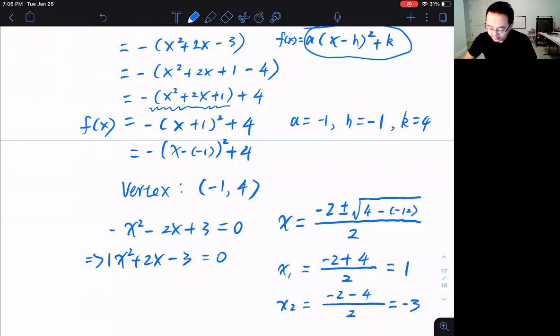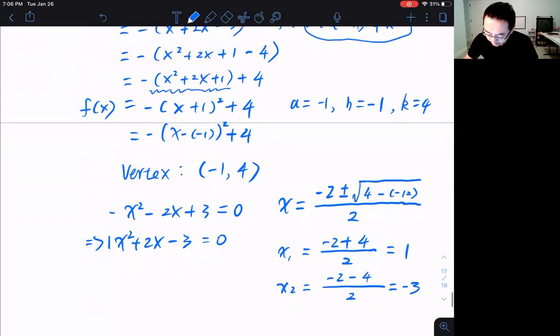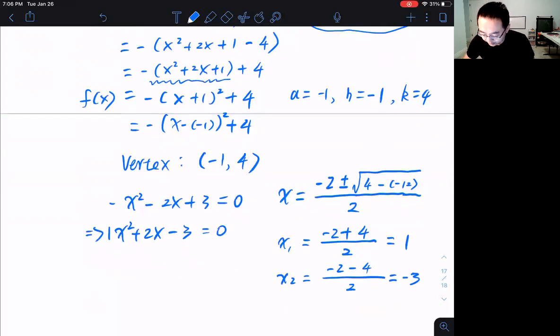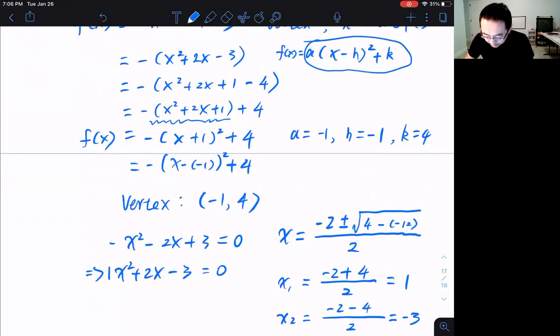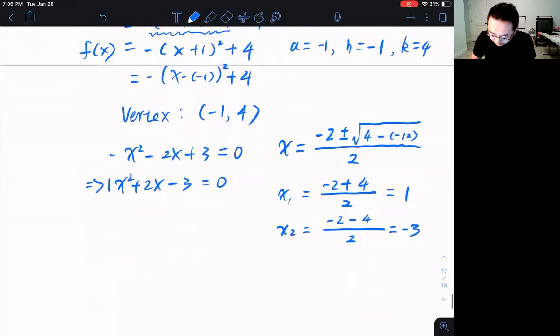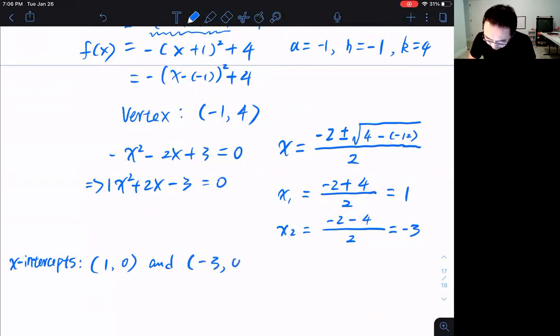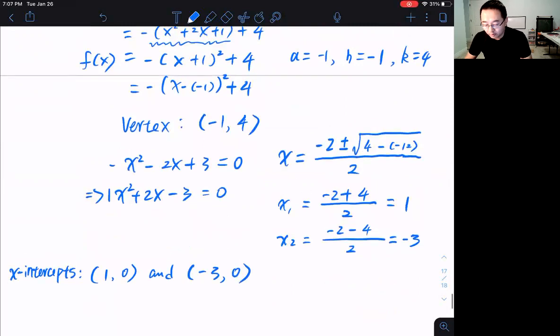Okay, so then your x-intercepts are when x1 equals 1 and when x2 equals negative 3. Then you can plug them back in and say, okay, my x-intercepts are 1 and 0, and negative 3 and 0, because we know for your x-intercepts, y has to be 0, so f of x has to equal 0. Okay, all right, I hope this helps.